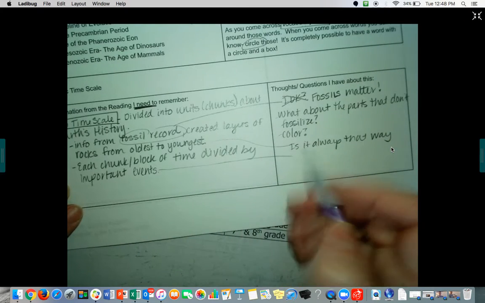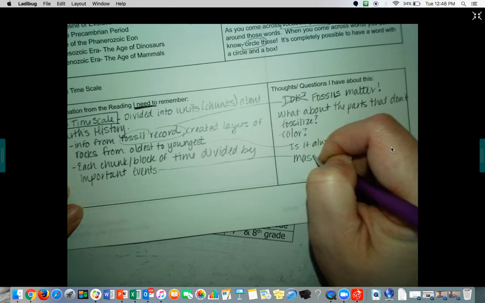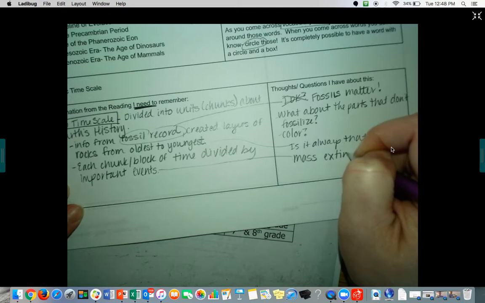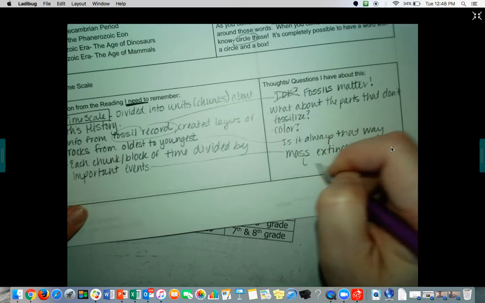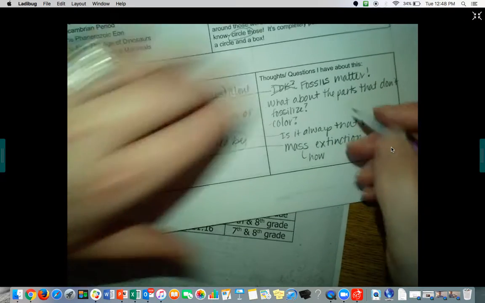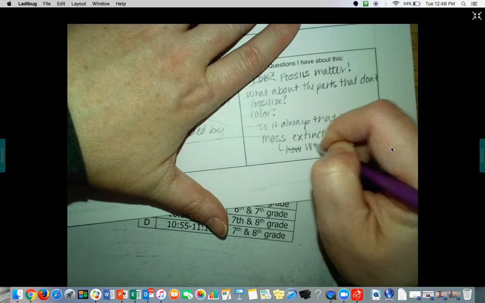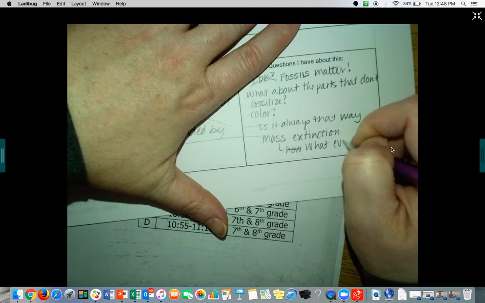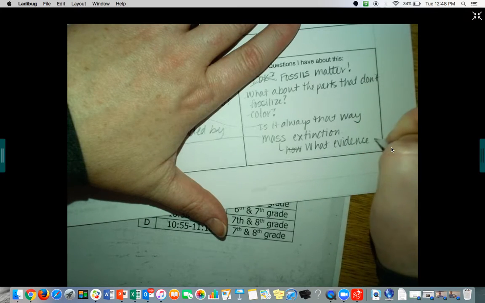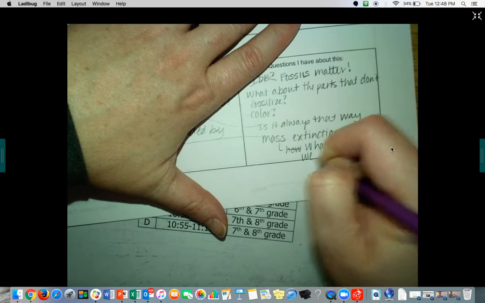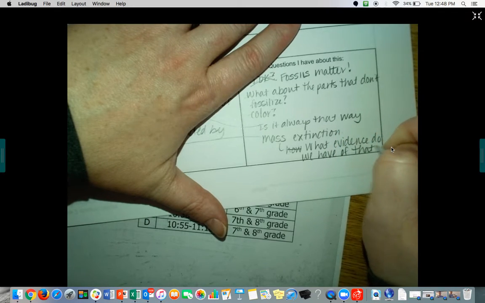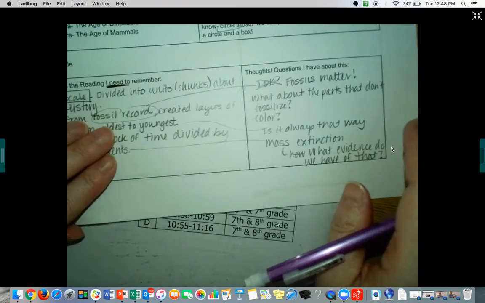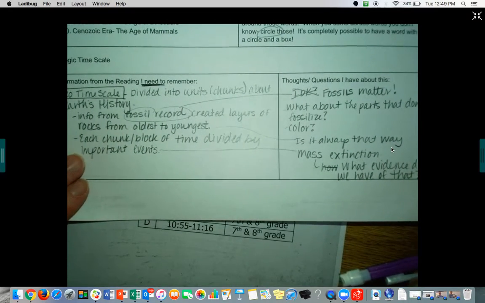Okay, important events. Mass extinction events. Now this is my prior knowledge. So like, and how do we, like, what evidence do we have of that? Okay, so there's some of my notes and there's some of my questions that I have while going through this.